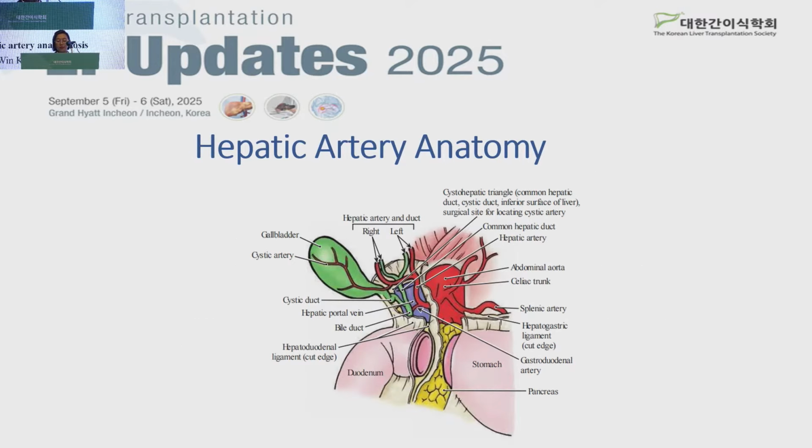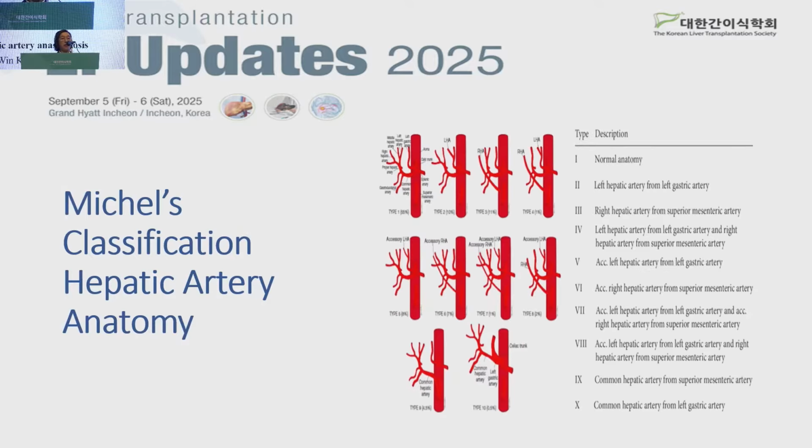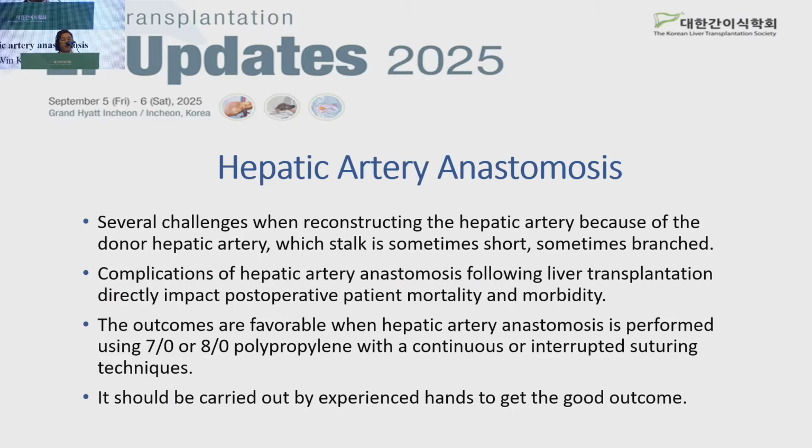Now the hepatic artery anatomy. The hepatic artery measures about 3 to 4 millimeters in diameter in general, mean size around 3 millimeters, ranging from 1 to 4 millimeters. Branches of the hepatic artery might be small. Numerous variations of the hepatic artery can be found. As you know, there's a visual classification. You can see a lot of variations of hepatic artery anatomy. Because of that, in hepatic artery anastomosis we have several challenges. Sometimes the donor hepatic stock might be short, or might be branched.